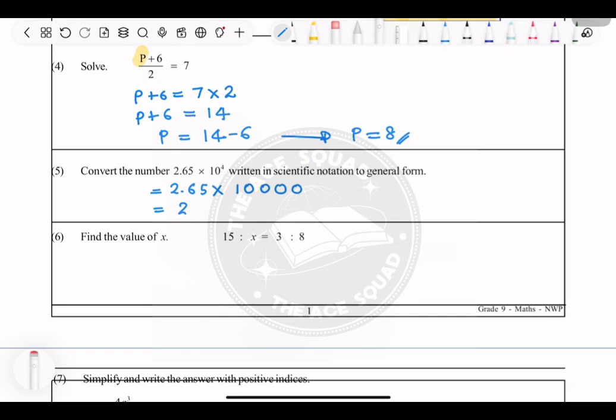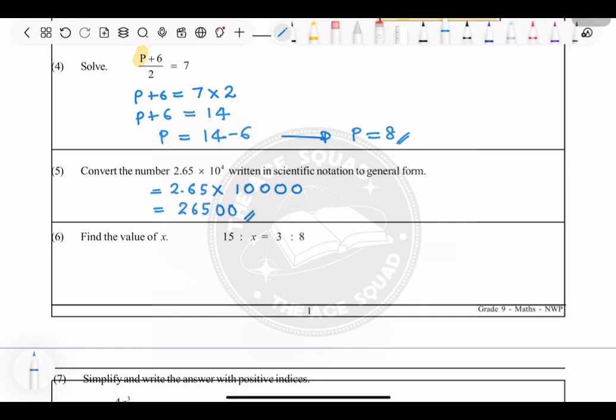So how do we do it? For 2 zeros, you can move the decimal. So after you move the decimal, you have another 2 zeros. Add that to your final answer. 26500. So your final answer is 26,500.